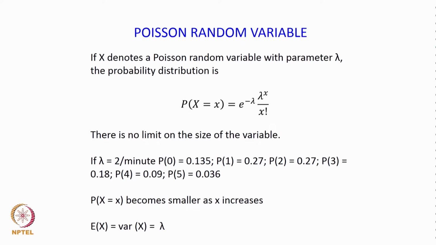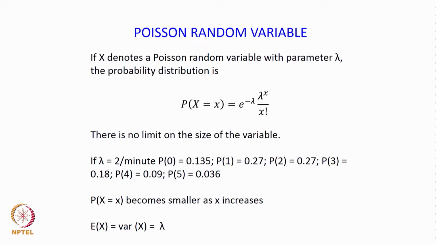So, if x denotes a Poisson random variable with a given parameter lambda, then the probability distribution of P of x taking the value small x is equal to e to the power minus lambda, lambda to the power x by x factorial. Now, in the Poisson distribution there is no limit on the size of the variable; x can take any value.